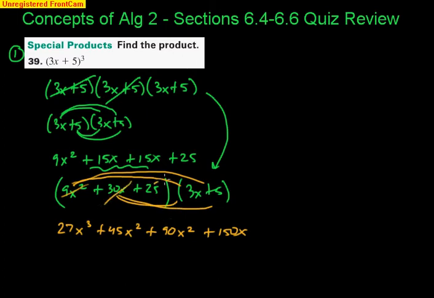And now finally the 25 to the 3x and to the 5. 25 times 3x, 25 times 3 is 75. The x comes along. 25 times 5 is 125. And now we just combine any like terms we see.